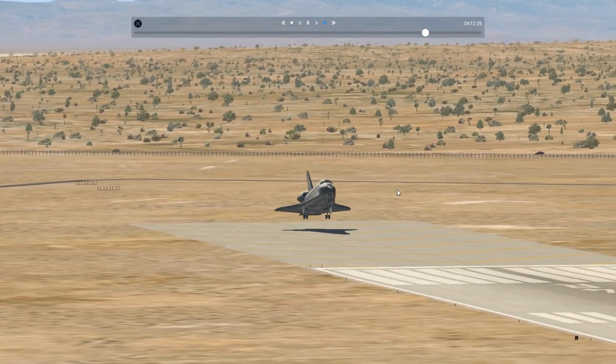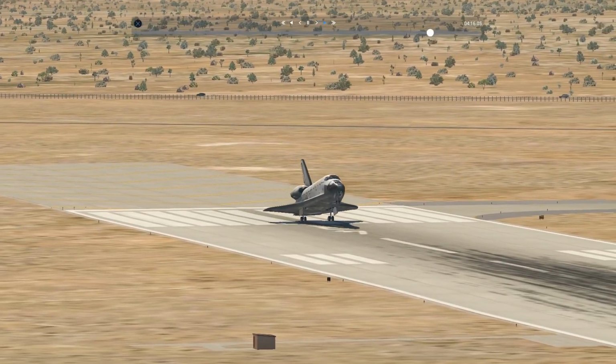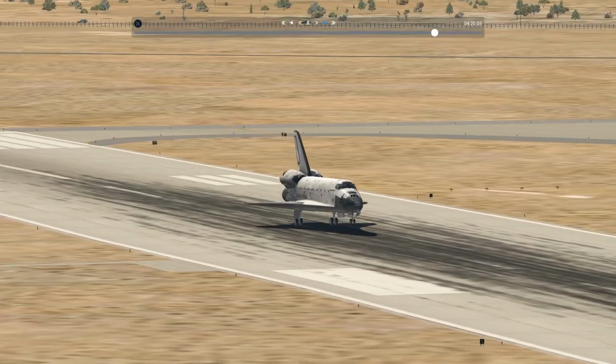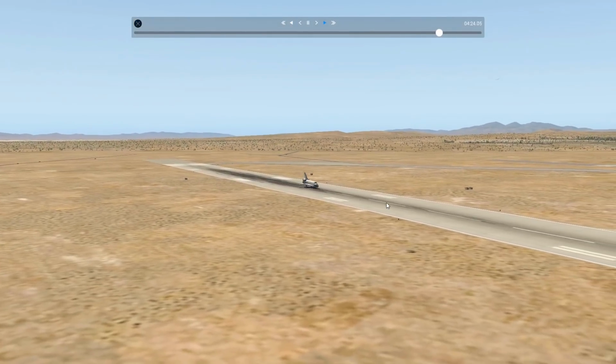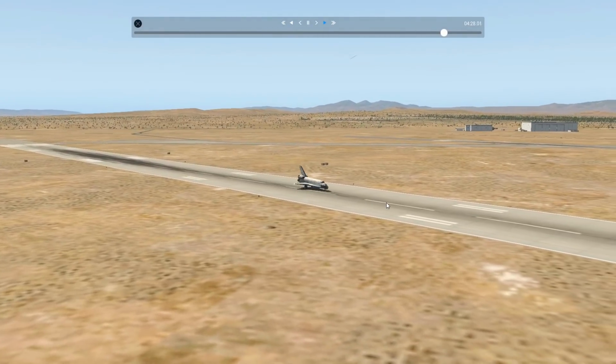Just do a little flare there to avoid touching down. Reduce the nose just slightly to put the wheels down. It bounced slightly, but as I said, that's just because I was using a mouse. That's my excuse anyway. But still able to stop in less than half of the runway.